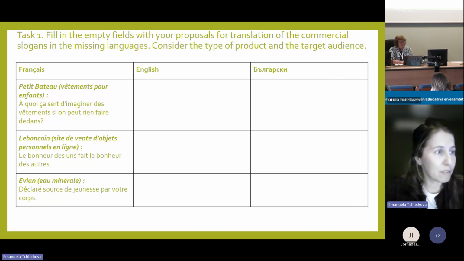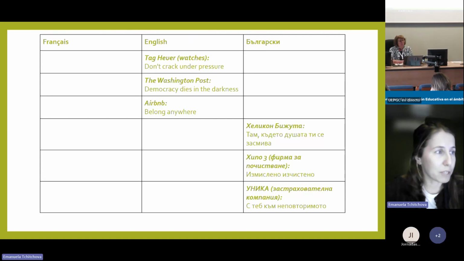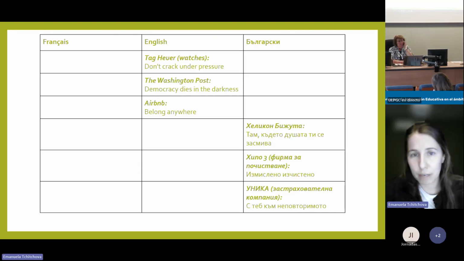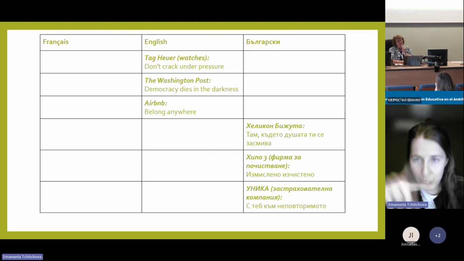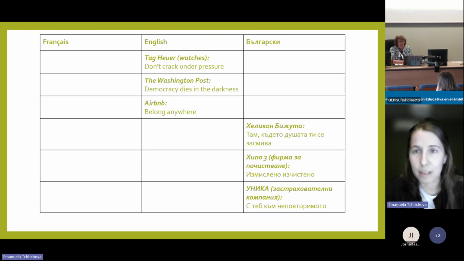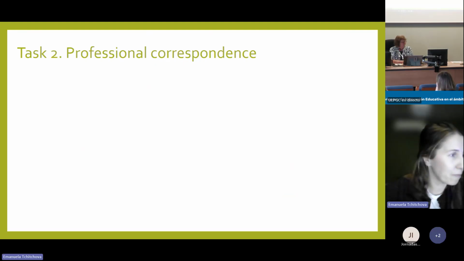So the authenticity of language was deemed important, as the group decided that an already translated slogan could result in a too easy translation into another language. And all of the 9 slogans given in their original languages were required to be translated in the other 2 languages. And here you can see the examples in English and in Bulgarian. So the first one were the French ones, and these are the English and Bulgarian examples.